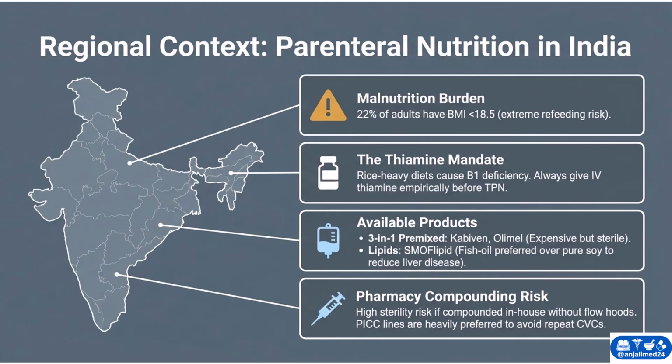In India, commonly available 3-in-1 premixed TPN formulations include Cabiven and Olimel, while SMOF lipid is often preferred to reduce the risk of the TPN associated liver complications. Finally, strict aseptic parenteral preparation is crucial. When long term TPN is required, PICC lines are generally preferred over repeated central venous catheter insertions to reduce the infection risk.